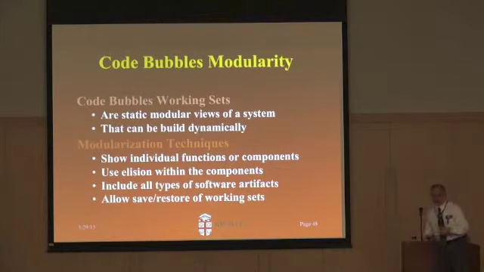The good search techniques: find all the definitions, find all the things that can be called virtually, find all references to this field, to this object. And then we have a number of modularization techniques to show the individual functions or components, each in a separate bubble. Use elision within those components to hide the parts that are not relevant to your particular aspect. We allow you to have all different types of software artifacts, so you can have error displays, you can have notes, you can have documentation for external components. All that can be put up as part of the view here.